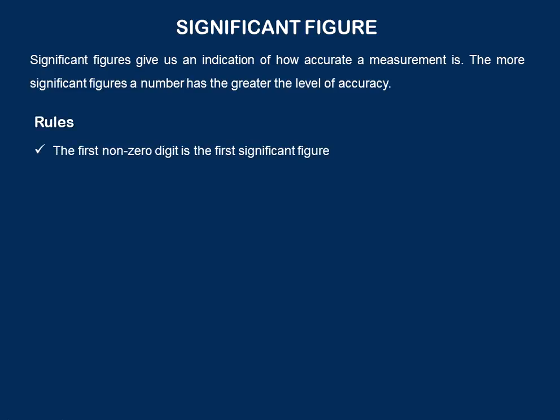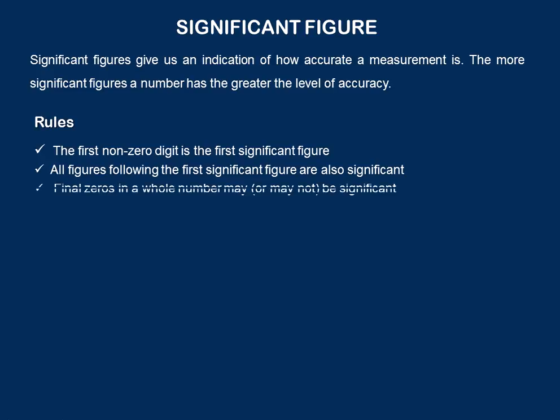Now there are a few rules that we have to keep in mind while we are trying to solve the questions that are related to significant figures. The first one is that the first non-zero digit is the first significant figure. Number two is that all figures following the first significant figure are also significant. The third one is that final zeros in a whole number may or may not be significant.